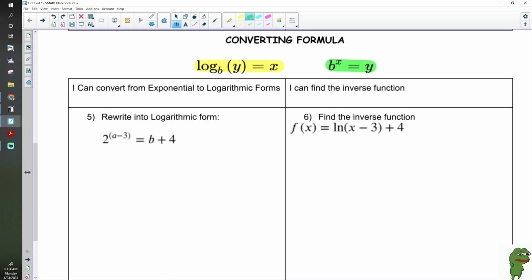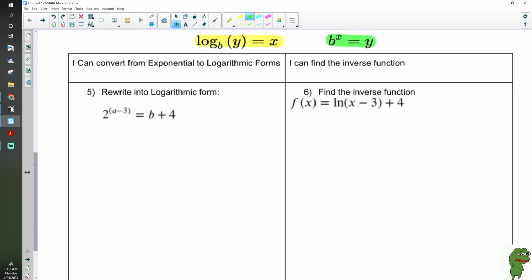So a good way is if we look at number 5, it tells us rewrite into a logarithm. Right now it's an exponential. It's in this green format. And we need to rewrite it in the yellow format as a logarithm. A good way to do this is to label each of your parts. So right now this is in the green format. So what's my B?